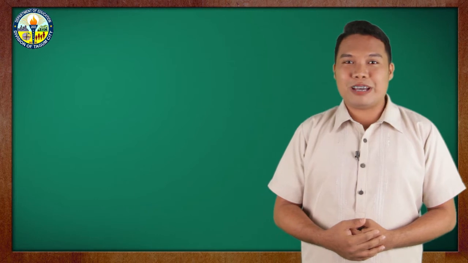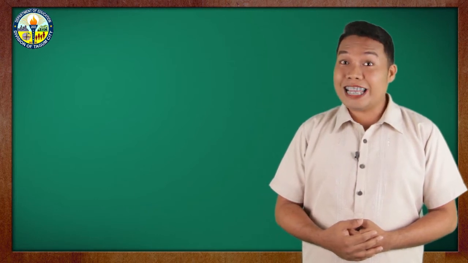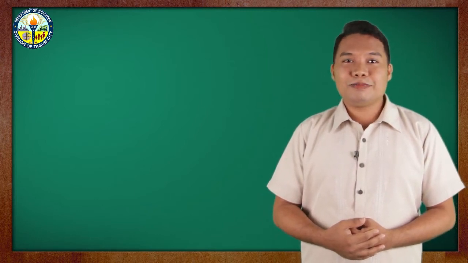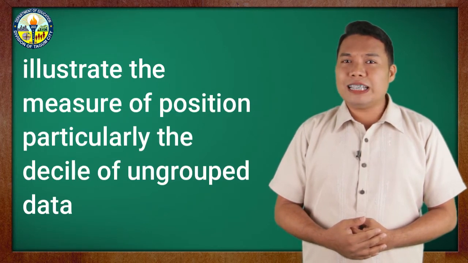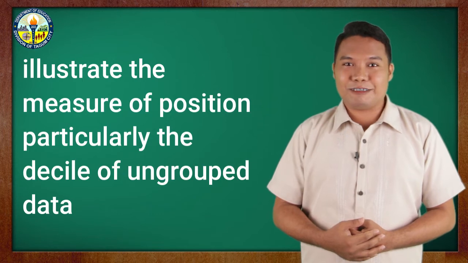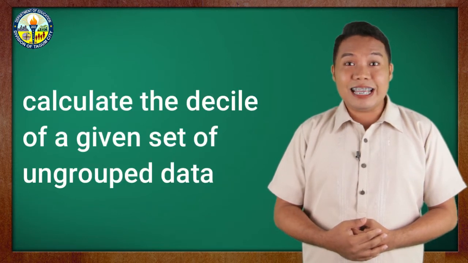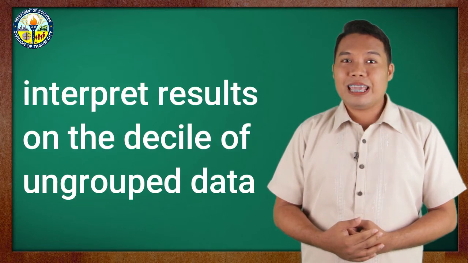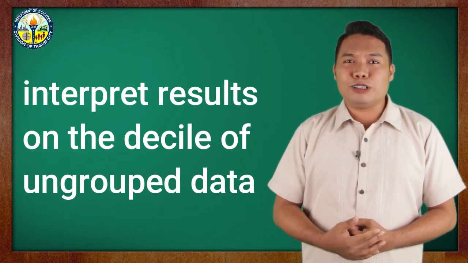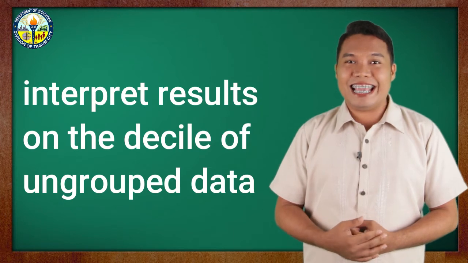We are now in Quarter 4, Module 2 in Mathematics 10. Your tasks today are: illustrate the measure of position, particularly the decile of ungrouped data; calculate the decile of a given set of ungrouped data; and interpret results on the decile of ungrouped data.